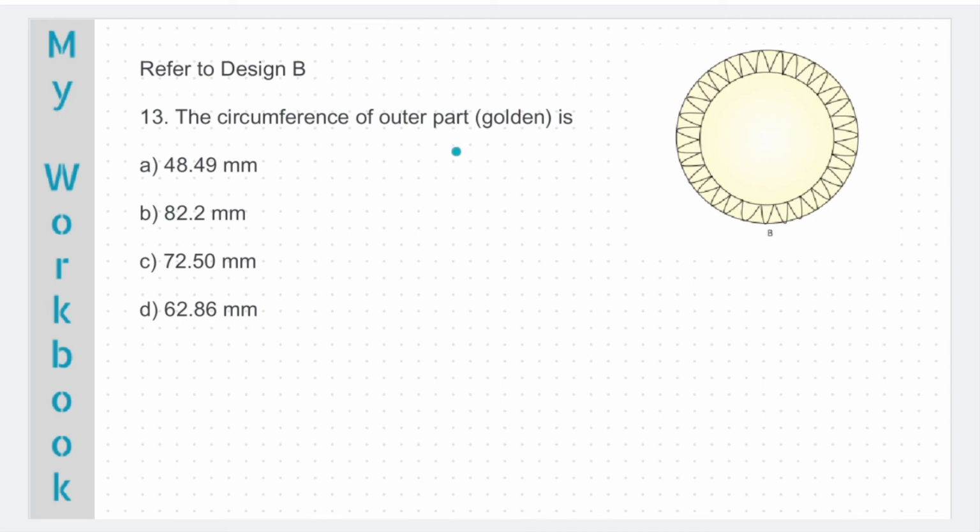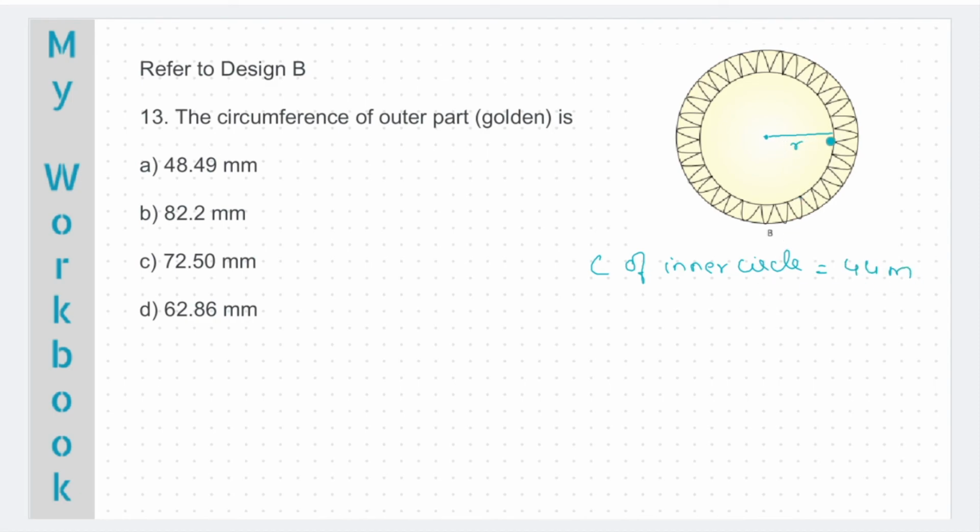Next question. Question number 13. Refer to design B. The circumference of outer part, that is golden part, is. In design B, the inner part is made of silver and the outer ring is made of gold. It is also given that the circumference of the inner portion is 44 millimeter. So circumference of inner circle is 44 millimeter.